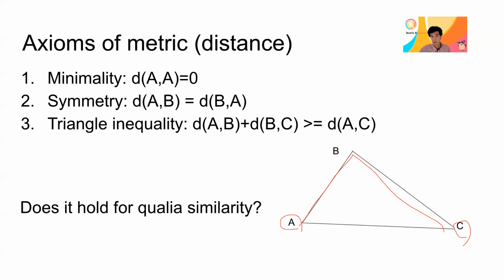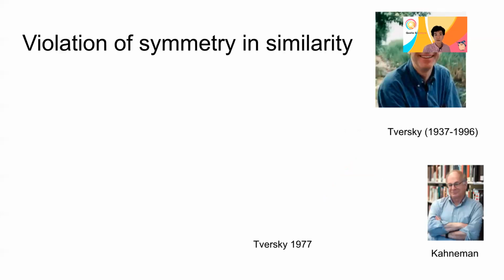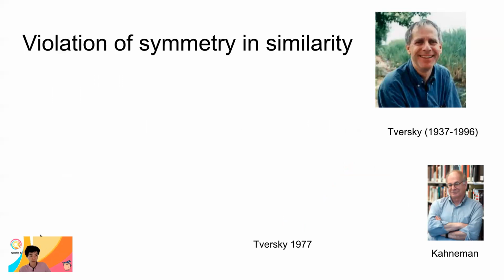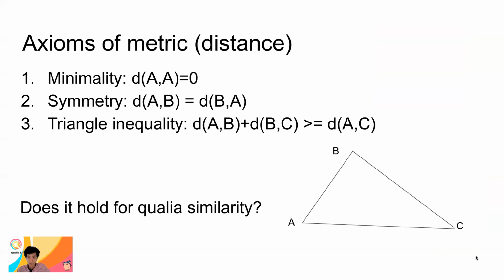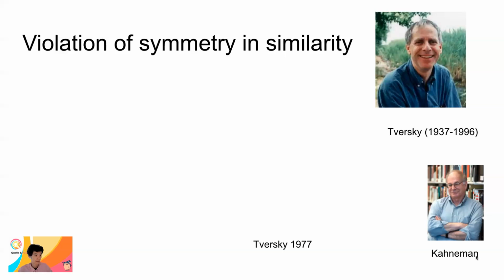Okay, and the symmetry, that's also something we are going to talk about. And the triangle inequality is a bit complicated, but again, these three things do not come for free. In particular, this violation of symmetry in similarity was noted by Tversky. His 1977 paper is very interesting. Tversky was a long-term collaborator of Daniel Kahneman, who wrote Thinking, Fast and Slow, a very important book on cognitive bias, and he got a Nobel Prize in economics, right?